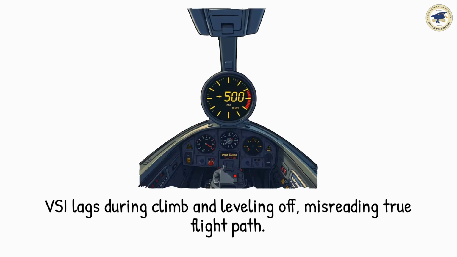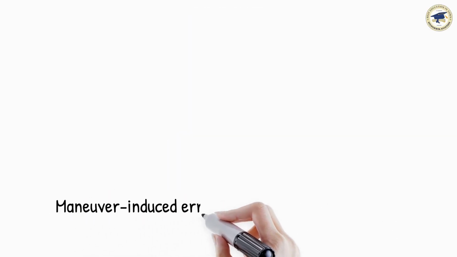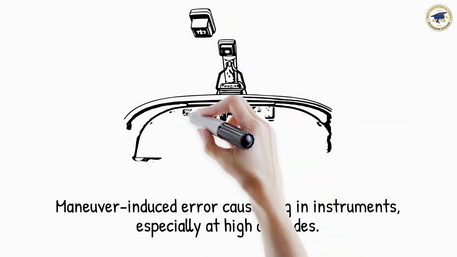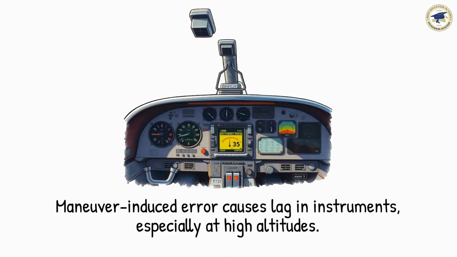Instead, it lags and shows a value that does not represent the true flight path. This is the clearest example of maneuver-induced error. This lag can persist for several seconds, meaning the instruments cannot be relied upon for instantaneous accuracy. At higher altitudes, this error tends to last even longer.